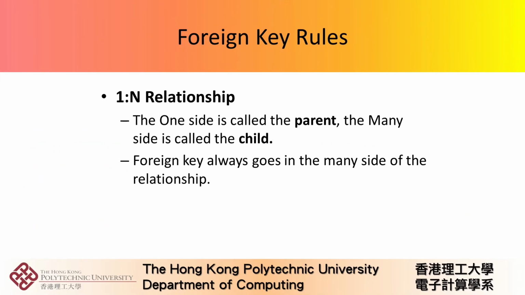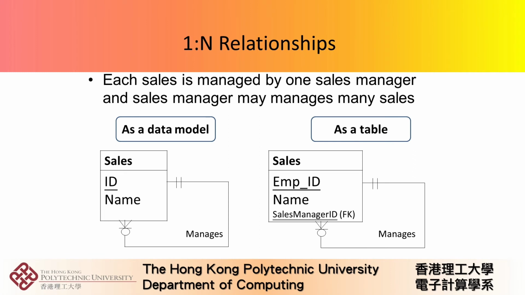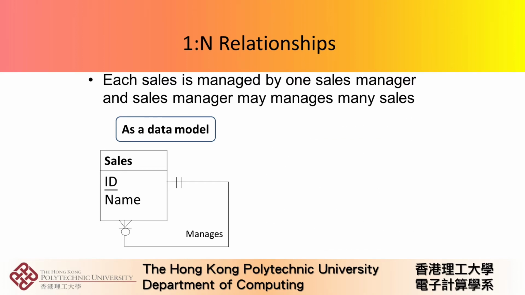In a one-to-many relationship, the one side is called the parent and the many side is called the child. The foreign key always goes on the many side of the relationship. In this example, each sale is managed by one sales manager, and a sales manager may manage many sales. As a data model, the ER diagram should be shown like this.